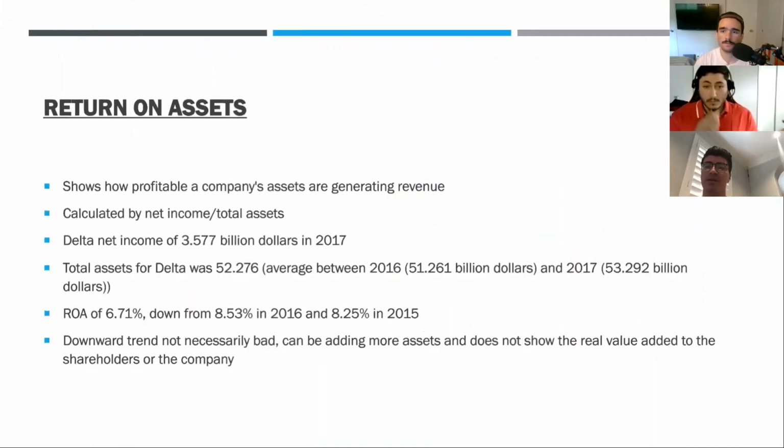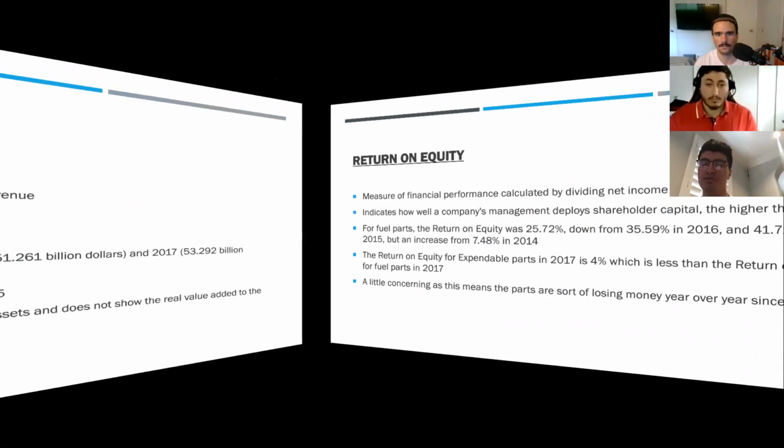The next thing we're going to talk about is the return on assets. The return on assets shows how profitable a company's assets are at generating revenue. This is calculated by the net income over the total assets. So the return on assets for Delta Airlines in 2017 was 6.71%, which is down from 8.53% in 2016 and 8.25% in 2015. While the downward trend is not necessarily bad, this can be because Delta is adding more assets, and this does not show the real value added to the shareholders of the company. And roughly 5% year over year is okay.